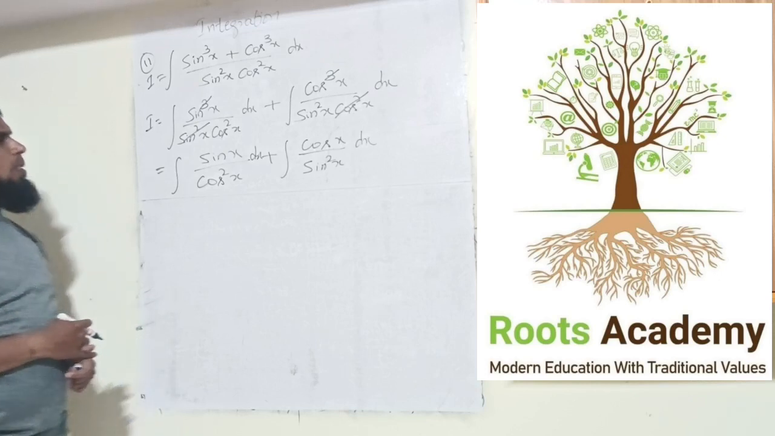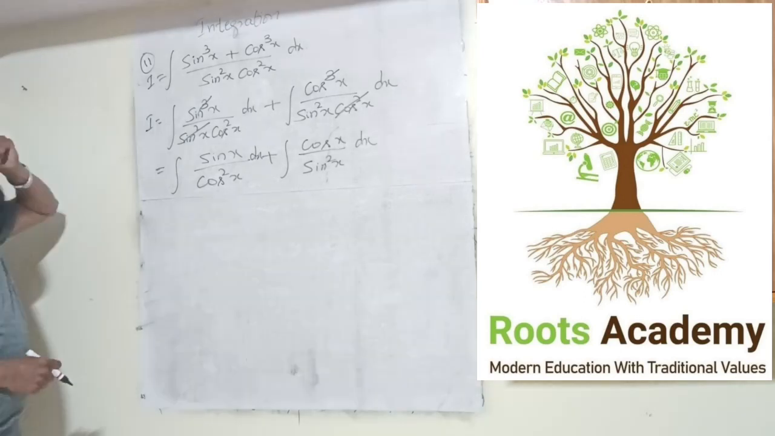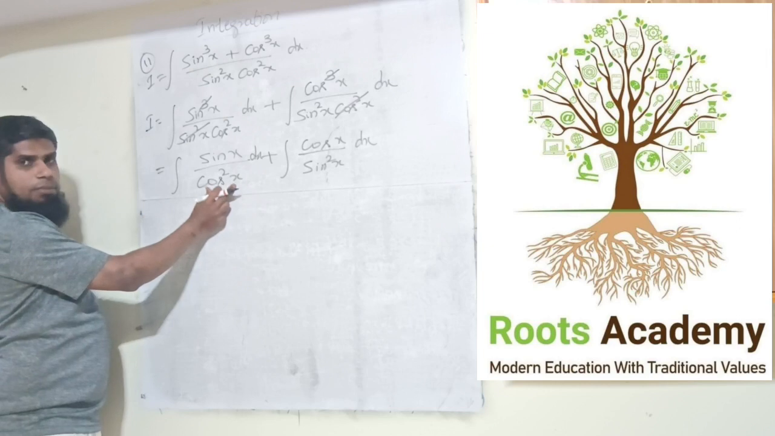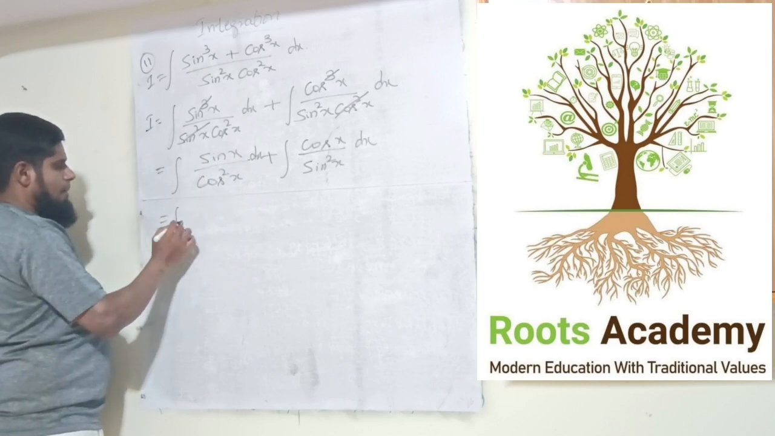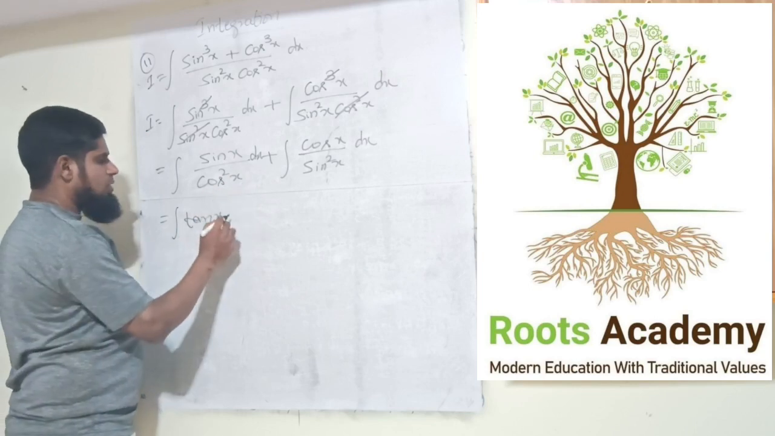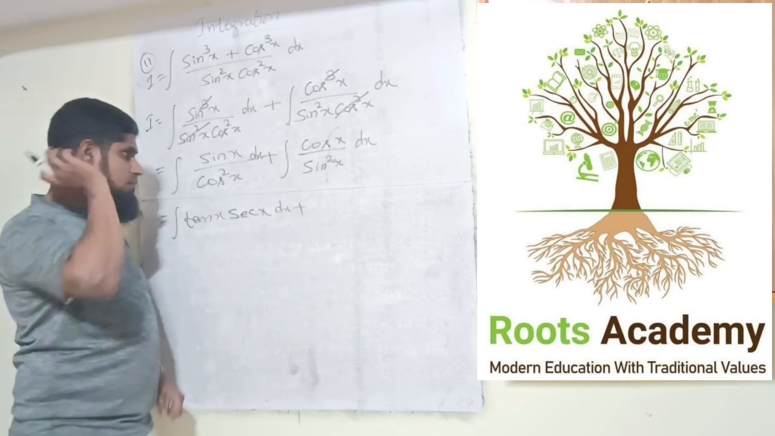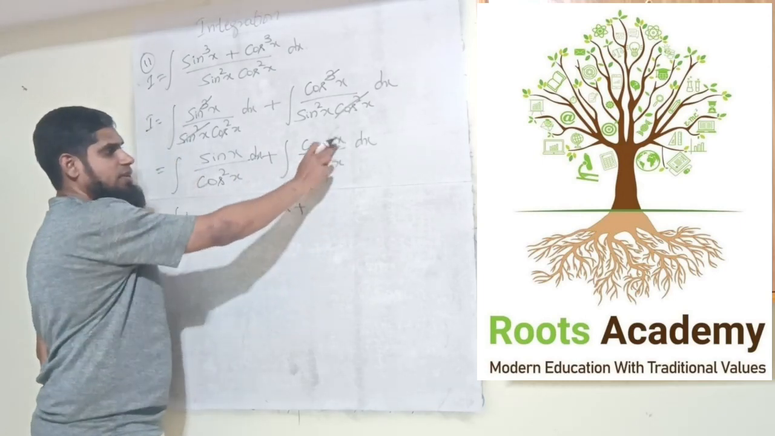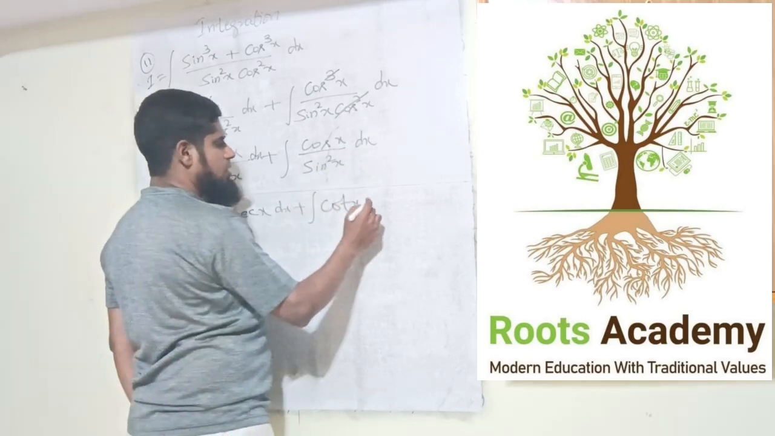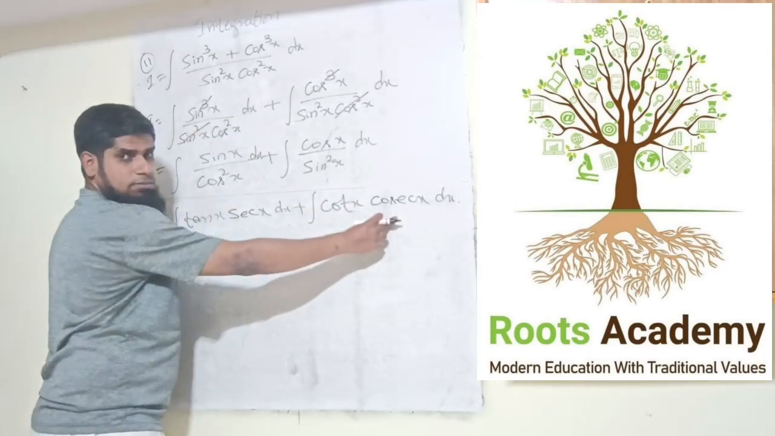So here there are 2 times of cos x. 1 time of cos x I can involve with sin, so I will get sin by cos is tan x, and 1 time cos x left out in the denominator, that is its reciprocal, 1 by cos is secant x dx, plus here cos x by sin x. 1 time sin x I will take with cos x, so it becomes cot x, and 1 by sin x is cosecant x into dx.